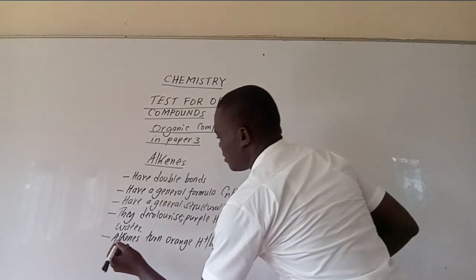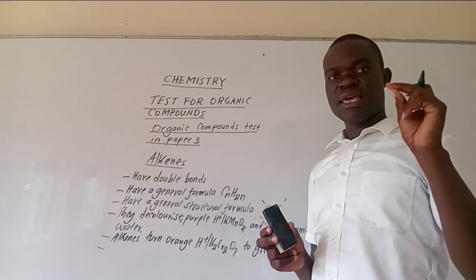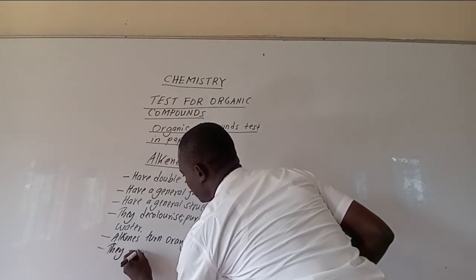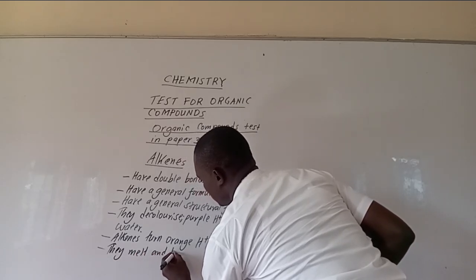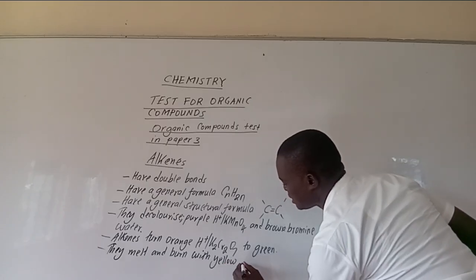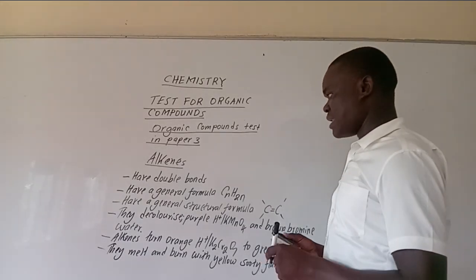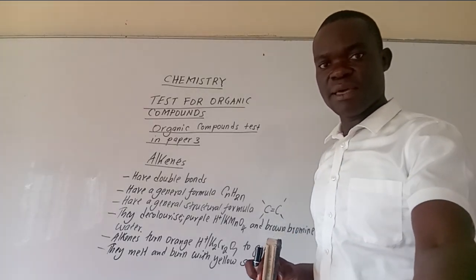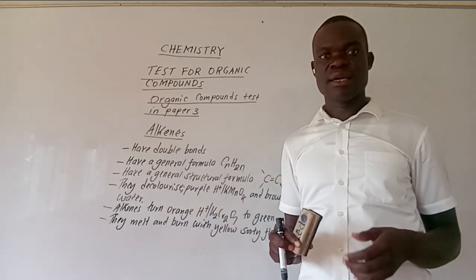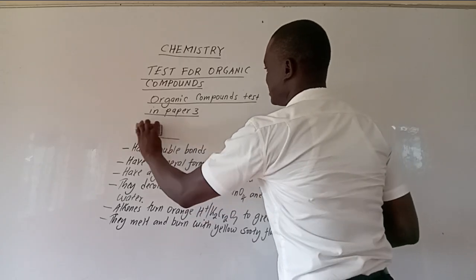Another one, they melt and burn with yellow sooty flame. They melt and burn with yellow sooty flame. That's why they are called unsaturated hydrocarbons.